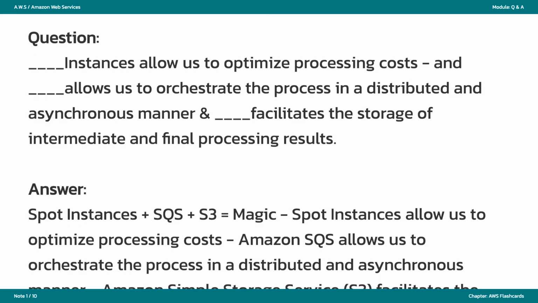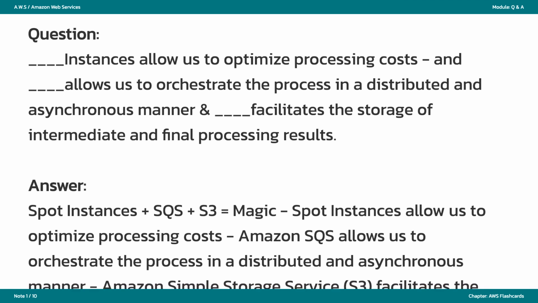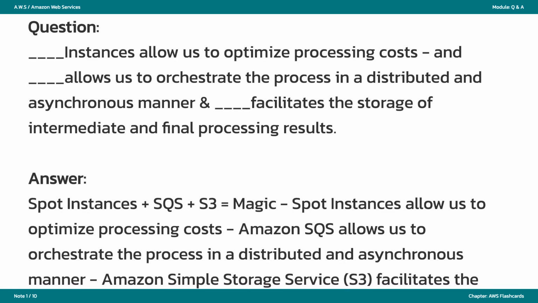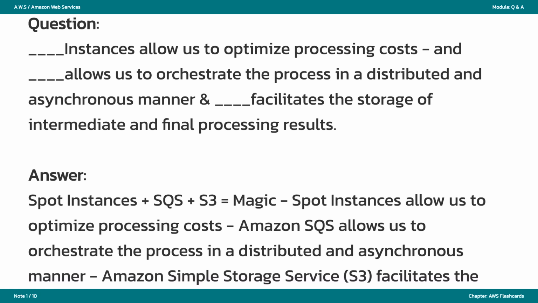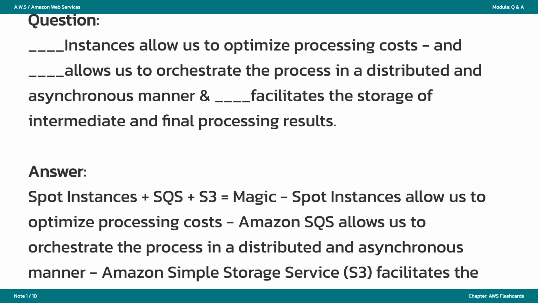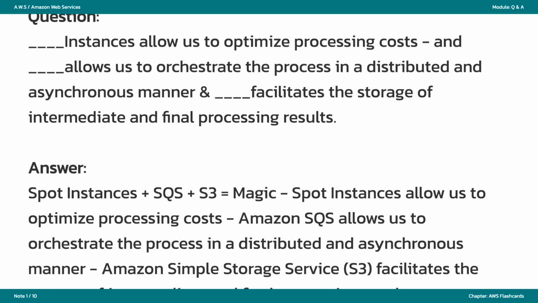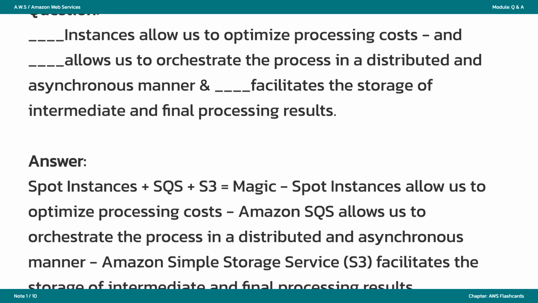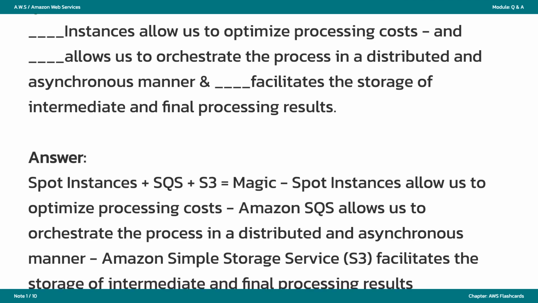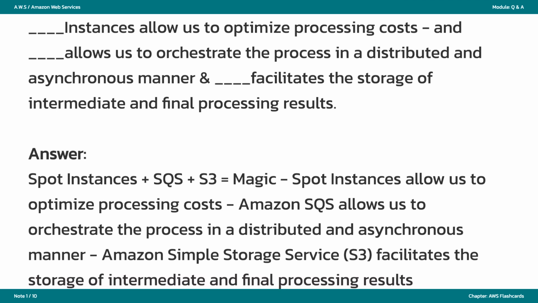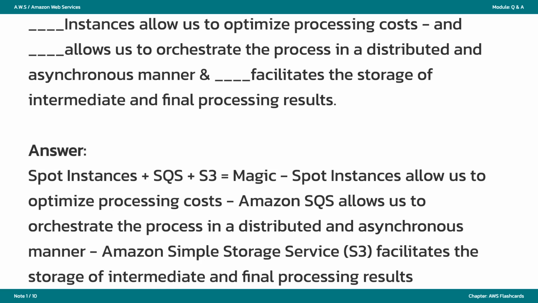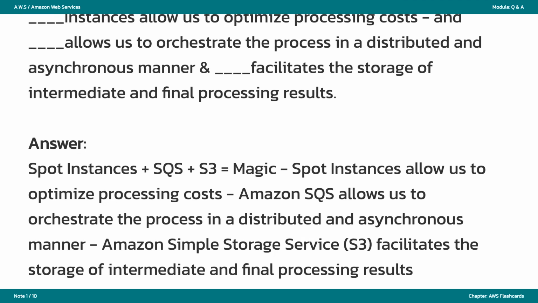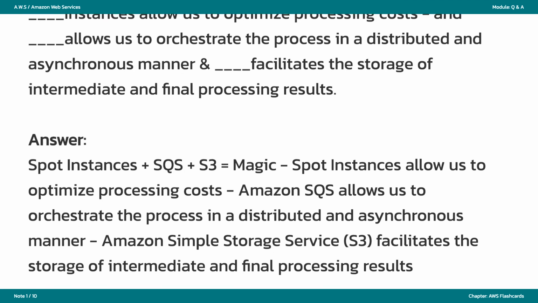Question: Dash instances allow us to optimize processing costs, and dash allows us to orchestrate the process in a distributed and asynchronous manner, and dash facilitates the storage of intermediate and final processing results. Answer: Spot instances plus SQS plus S3 equals magic. Spot instances allow us to optimize processing costs. Amazon SQS allows us to orchestrate the process in a distributed and asynchronous manner. Amazon Simple Storage Service, S3, facilitates the storage of intermediate and final processing results.